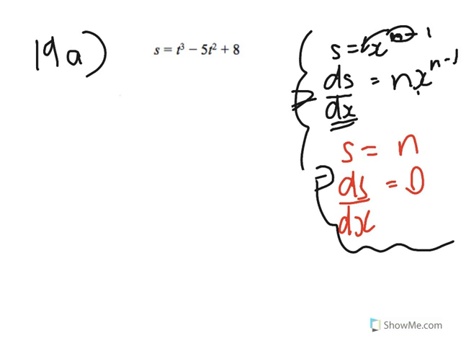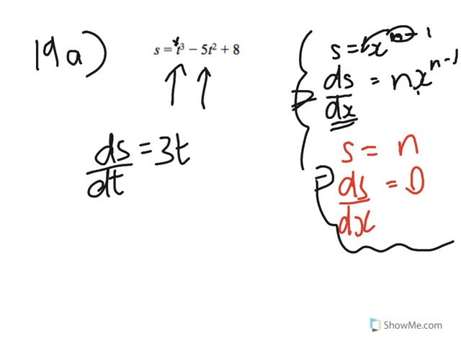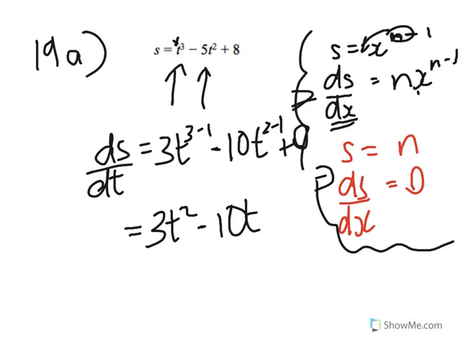So now all we've got to do is differentiate this equation with respect to time, t, and we're going to get velocity. So ds over dt, or velocity, is equal to 3 comes down, so it becomes 3 times t to the power of 3 minus 1, minus 10 times t to the power of 2 minus 1, and 8 is a constant so it becomes 0, so plus 0. So this becomes 3t squared minus 10t, that's it. And that is your velocity.